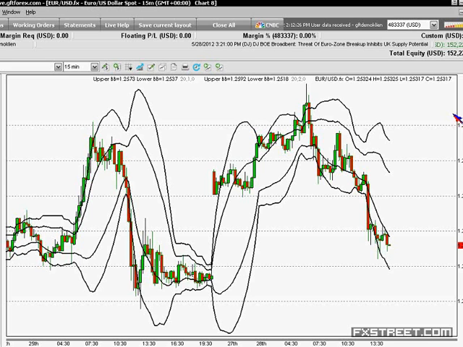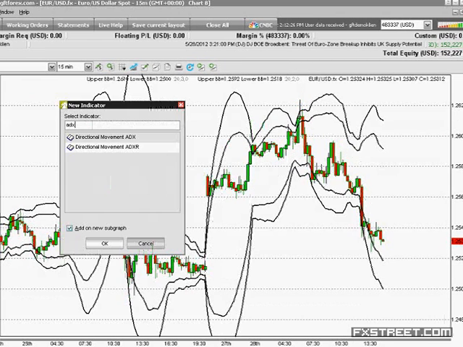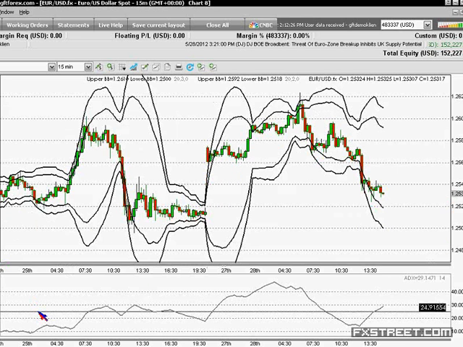And what we're going to add on here is another technical indicator, which is the ADX, which measures the strength of trend. Make it a little darker. And then I'm going to add just a little horizontal line in here, just for reference purposes.